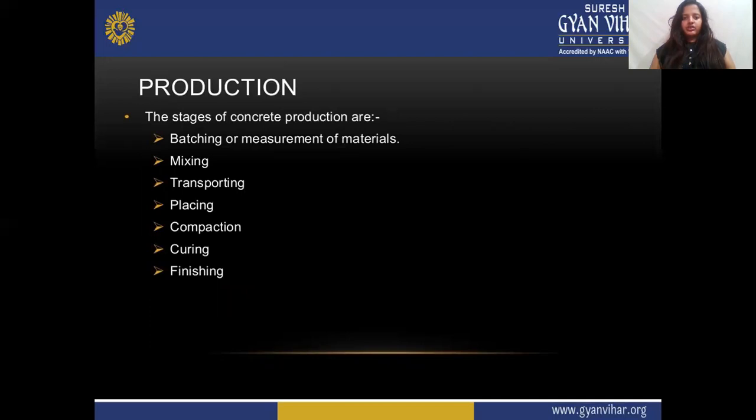Production. The stages of concrete production are batching or measurement of the material, mixing, transportation, placing, compaction, curing, and finishing. So this deals with the handling of concrete.